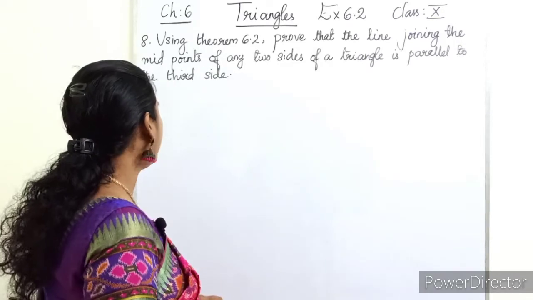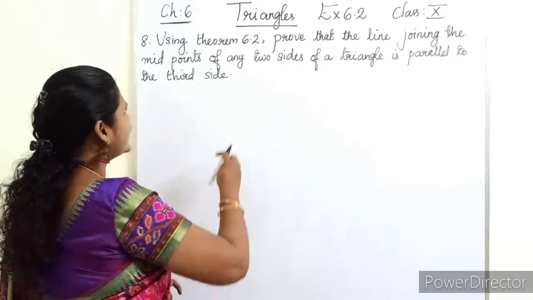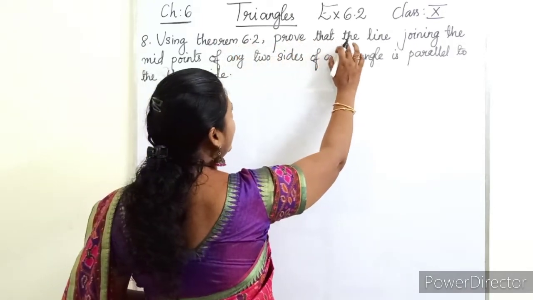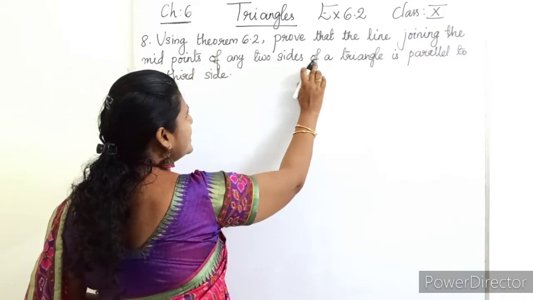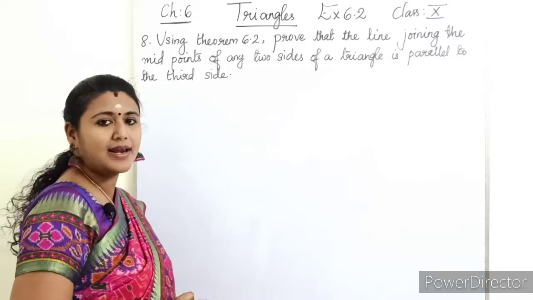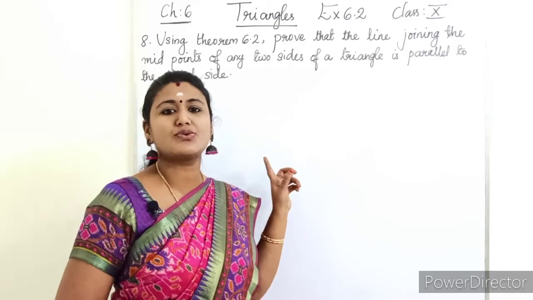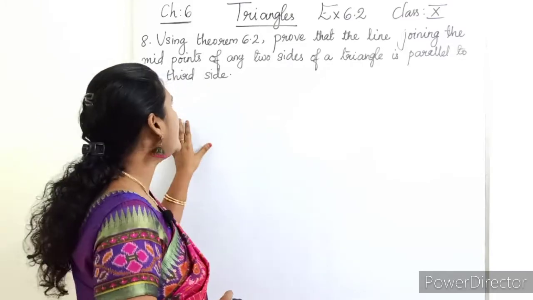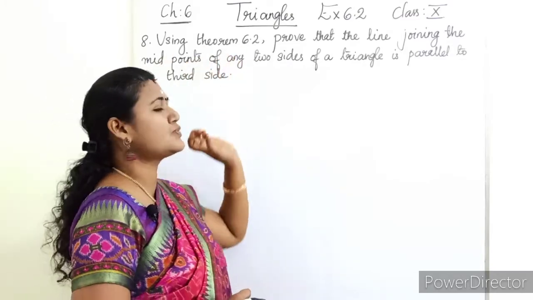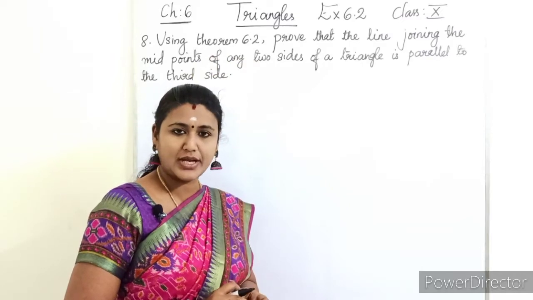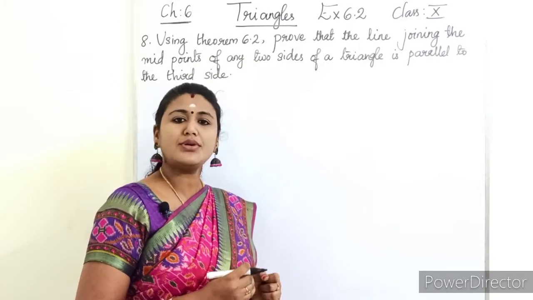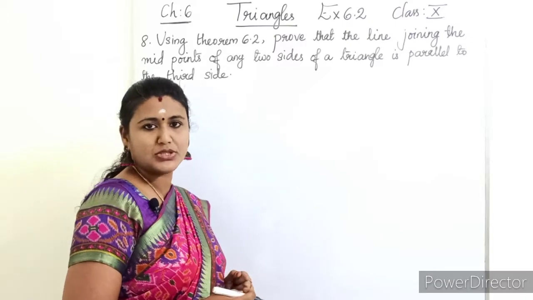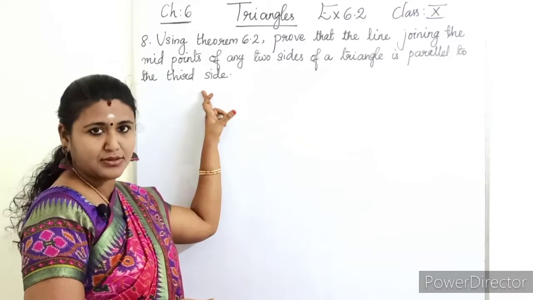So question number 8. Using theorem 6.2, prove that the line joining the midpoints of any two sides of a triangle is parallel to the third side. So this is question number 8. So here theorem 6.2. So theorem 6.2 is actually converse of basic proportionality theorem. So we have to use converse of basic proportionality theorem to prove this question.